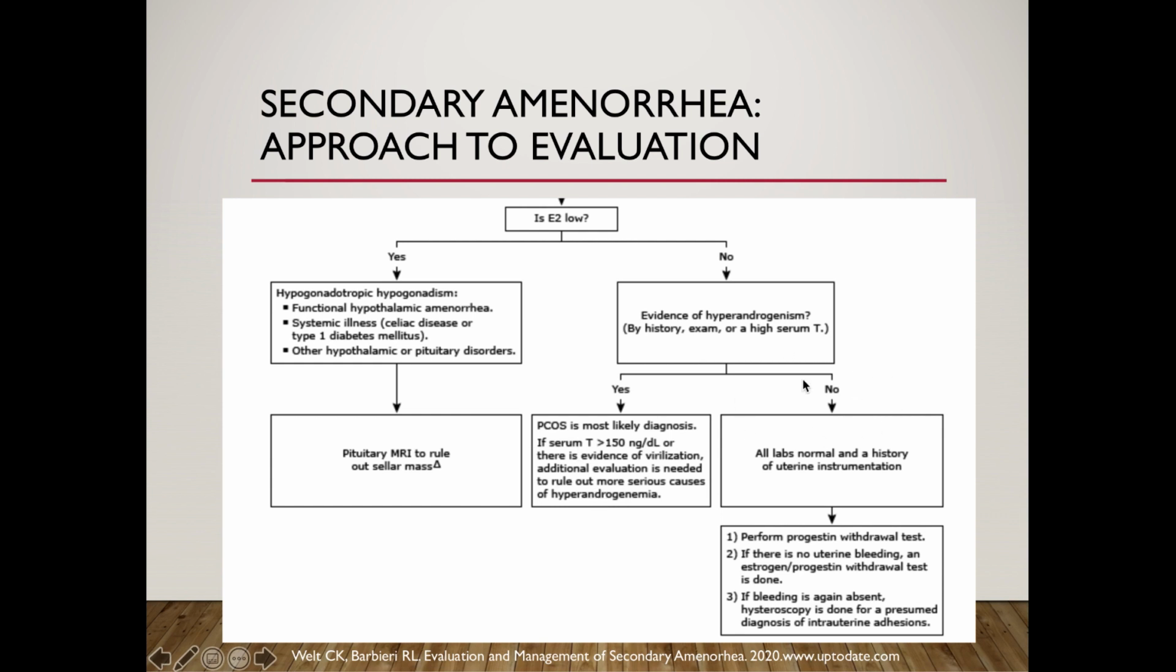If there is no evidence of hyperandrogenism, then all labs are normal and a history of uterine instrumentation, then perform a progestin withdrawal test. If there is no uterine bleeding after a progestin withdrawal test, then you can add estrogen to progestin and then wait for withdrawal bleeding. If bleeding is again absent, then you can do hysteroscopy for a presumed diagnosis of intrauterine adhesions.